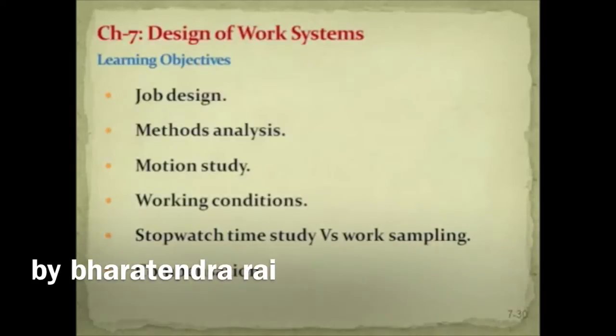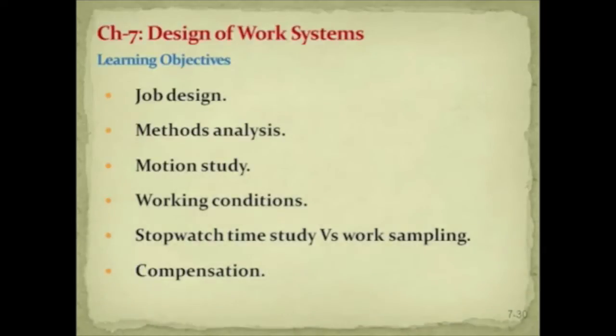Today we'll go through chapter 7, which is on design of work systems. In this chapter we go through job design, methods analysis, motion study, which are actually some of the tools which help in designing work systems, and different working conditions, and then how to conduct stopwatch time study, do some analysis for that, and also for work sampling, and we'll touch upon compensation.